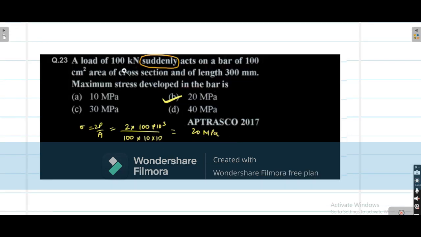Next, question number 23. A load of 100 kilonewton is applied suddenly, which means we apply sigma equal to 2P by A, that is, 2 times the load. So we need to take 2 times the load, and the load is 100 kilonewton.